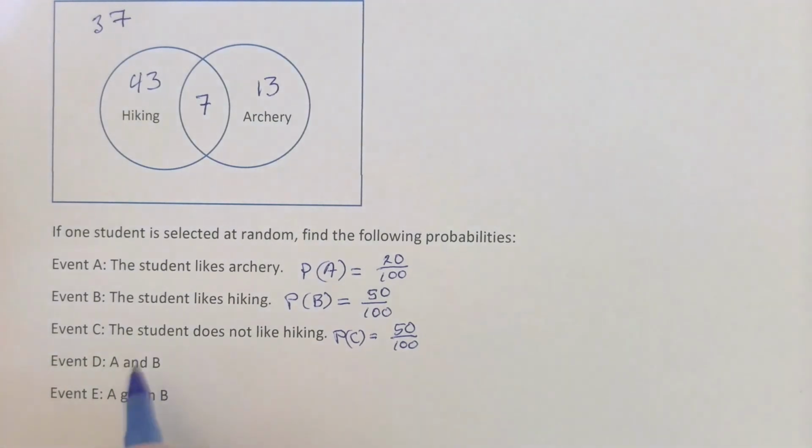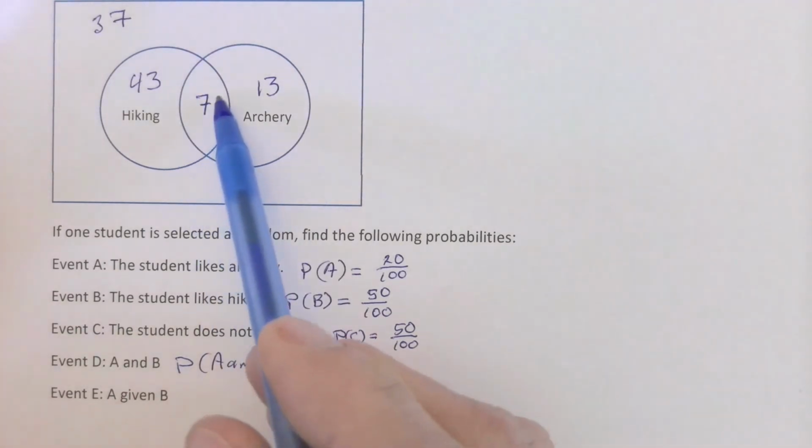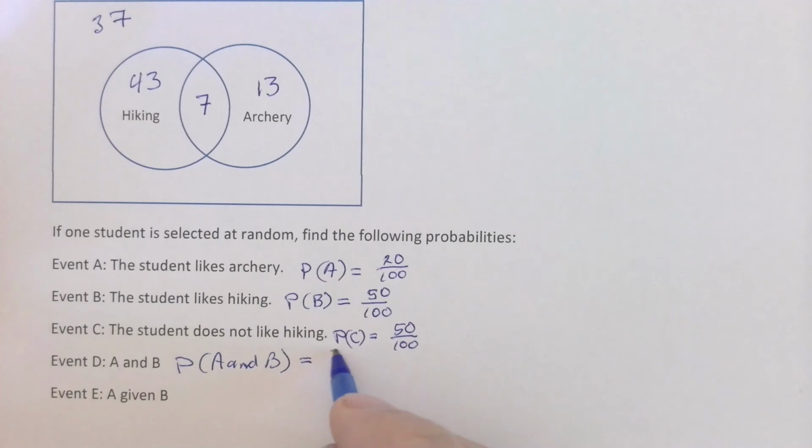Now, probability of A and B both occurring. What's the probability that there's students who like archery and hiking? Not very high. Probability of A and B is just these kids right here. Out of all 100 kids at the camp, that's 7 out of 100.